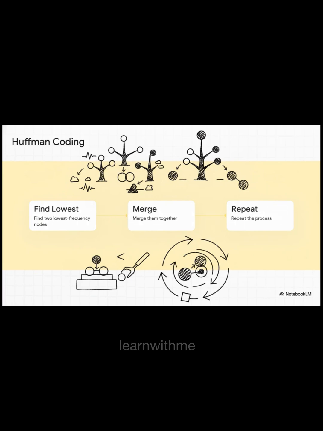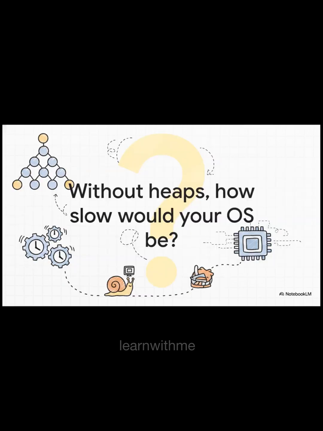Heaps even make Huffman coding super efficient, letting you easily merge the two lowest frequency nodes over and over. So without heaps effortlessly managing these priorities behind the scenes, how painfully slow would your computer really be?